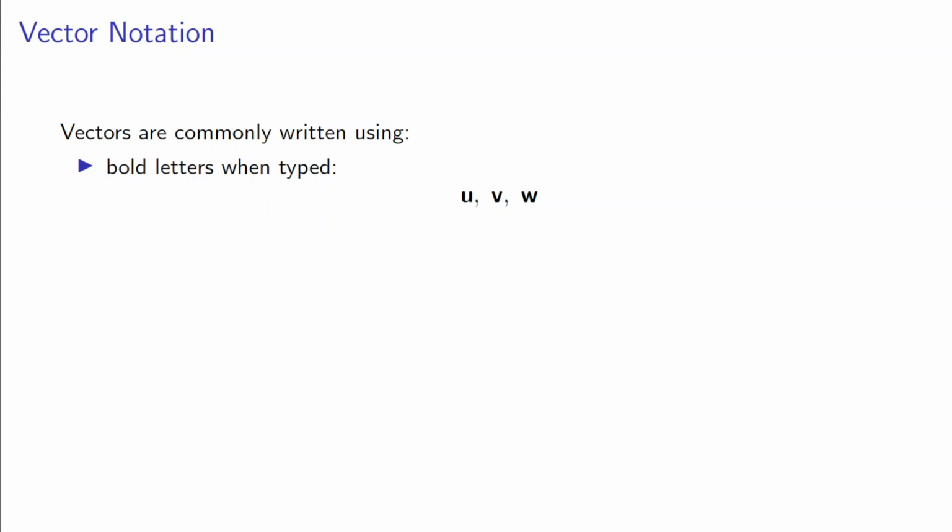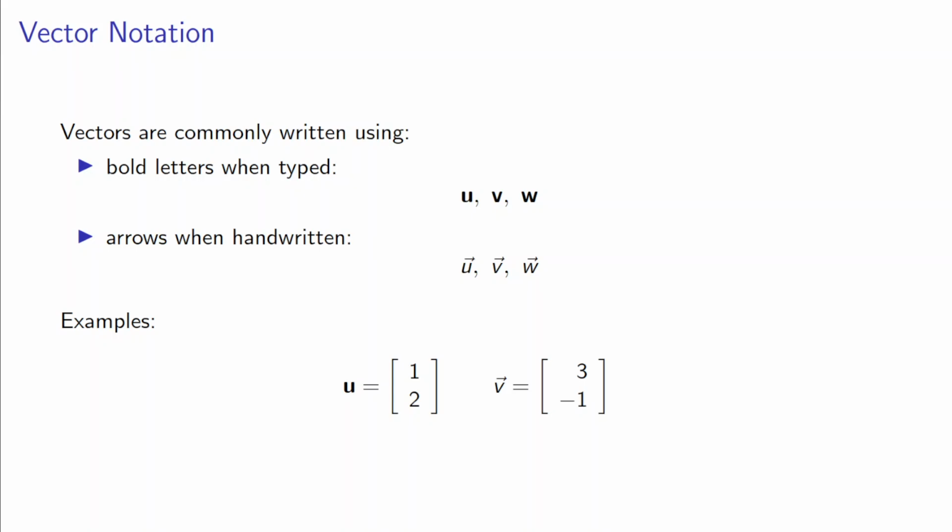Vectors are commonly written using bold letters when typed, so that's what you'll see in your book and maybe on some of your assignments. When we are handwriting vectors, it's hard to bold our letters, so we would usually use arrow notation. So for some vectors in R2, we might have u equals 1, 2, and v equals 3, -1. You can see the u using bold notation, the v using arrow notation.